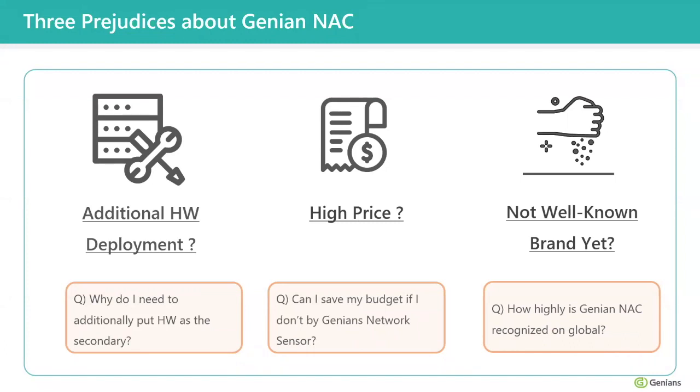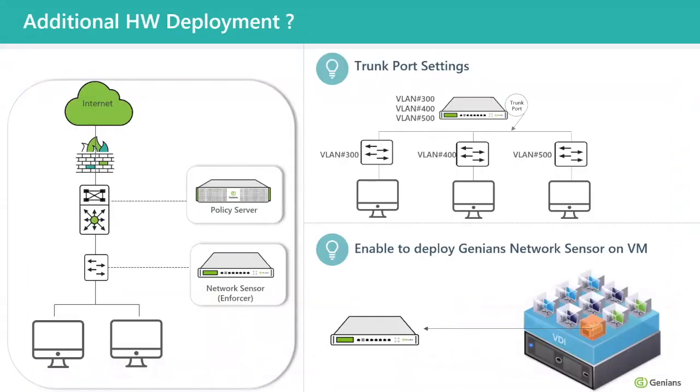Okay, let's look at each one in more detail. First prejudice is additional hardware deployment. Once customers first see the Genian NAC deployment, they overlook how important the Genian network sensor is. As you have already watched in the several webinar sessions before, the Genian network sensor has a key role in a NAC solution. Therefore, deployment of a network sensor is very essential.